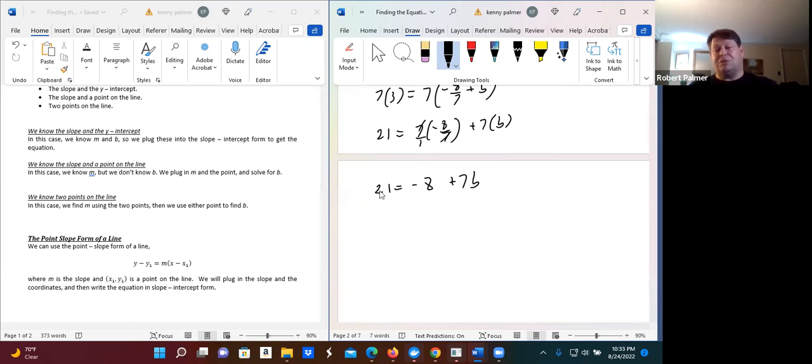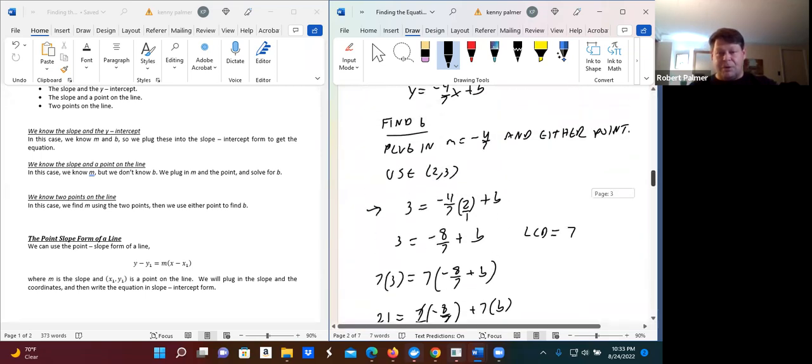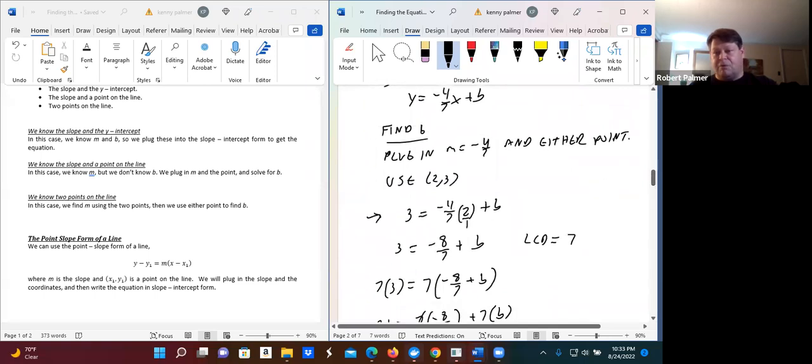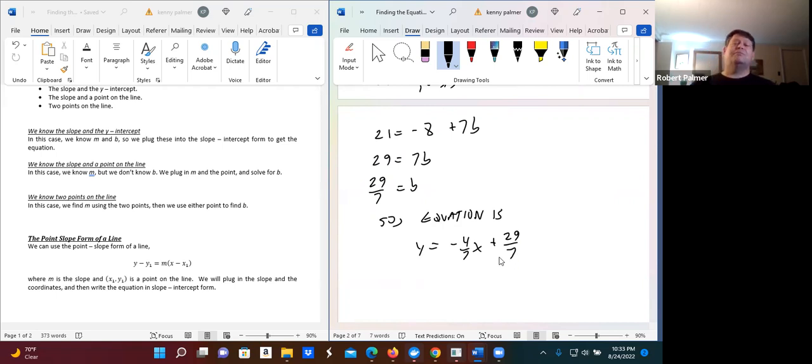Here, add 8 to both sides. 21 plus 8 is 29, is equal to 7b. Divide both sides by 7. b then is equal to 29 over 7. Once again, that doesn't reduce. So my equation is y is equal to our slope, which was, once again, -4 over 7 times x, then plus b, and b is 29 over 7.